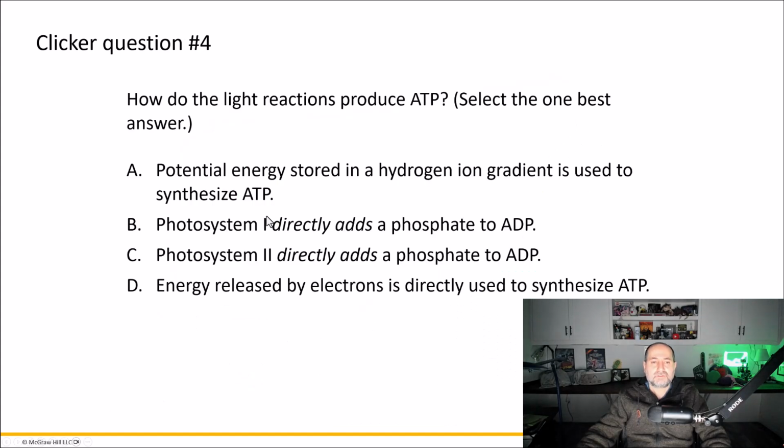So that leads us to clicker question number 4. How do the light reactions produce ATP? Select the one best answer. And again, remember, these clicker questions can appear on the exam, so I would learn them all.